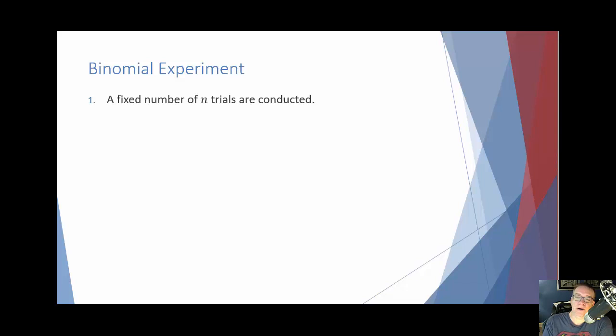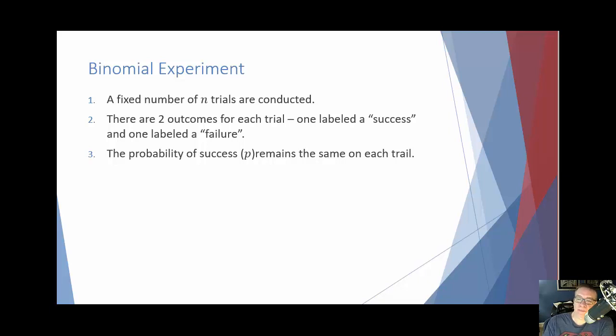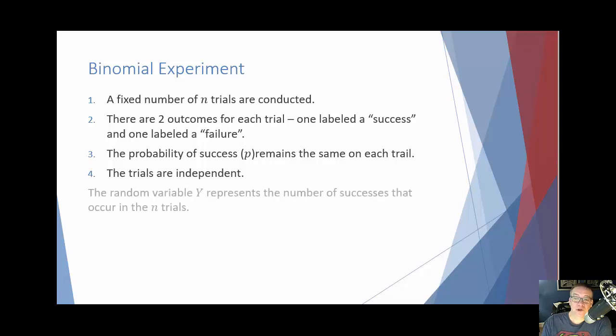Okay, so let's just think about this. Here are our conditions for a binomial experiment. A fixed number of n trials are conducted. There are two outcomes for each trial. One we're going to label as a success and one we'll label as a failure. The probability of success, which we'll call P, remains the same on each trial. The trials are independent of each other. And the random variable y that we're interested in represents the number of successes that occur in those n trials.